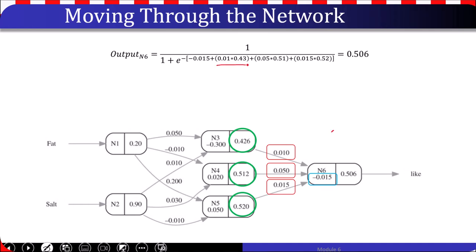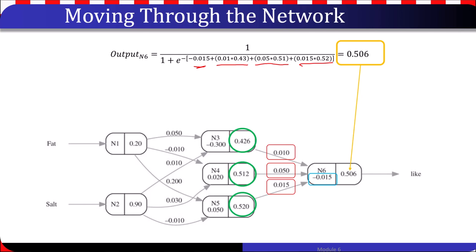So first input is multiplied by the first weight, second input is multiplied by the second weight, and the third input is multiplied by the third weight, and we add the bias and we obtain this 0.506, which is the output for node 6. Based on this output, our model is going to decide whether this is like or dislike. Right now we are saying that this is like just because I'm going to be using a cutoff of 0.5. So this is higher than the cutoff, so I classified this output as like.